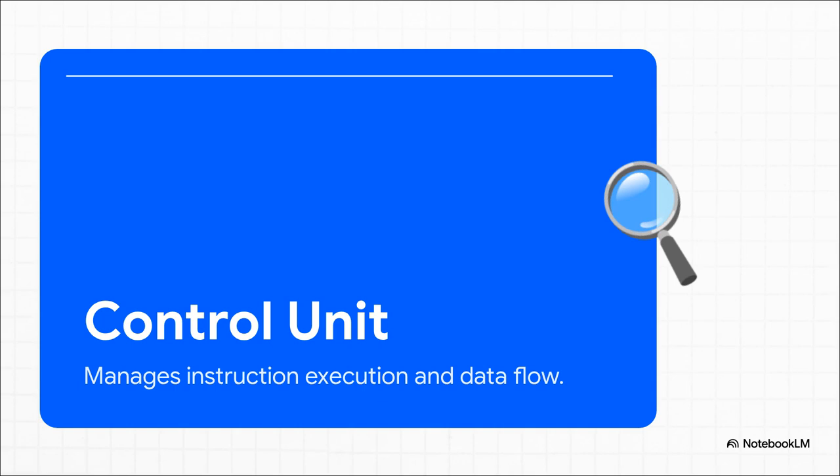Okay, first up, we've got the control unit. This is kind of like the project manager or the traffic cop of the whole CPU. Now, it doesn't do any of the math itself. Instead, its job is to grab instructions from memory and then direct all the other parts, telling them what to do, when to do it, and where to send the results. It basically orchestrates the whole show.